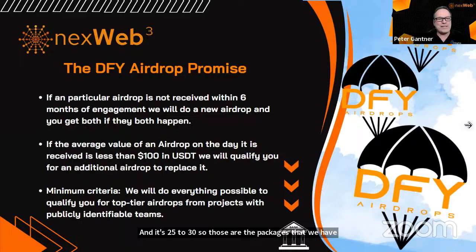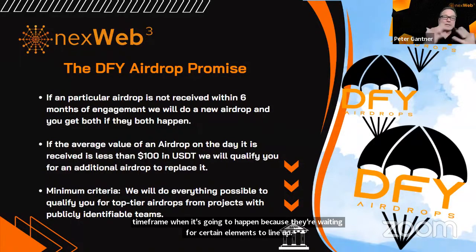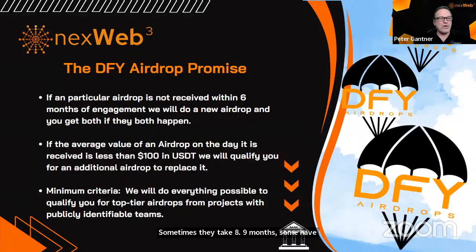So here is the DFY airdrop promise. First of all, if a particular airdrop is not received within 6 months, they don't normally give you a time frame when it's going to happen because they're waiting for certain elements to line up. Sometimes they take 8, 9 months. Some have taken as long as a year for these airdrops to happen.